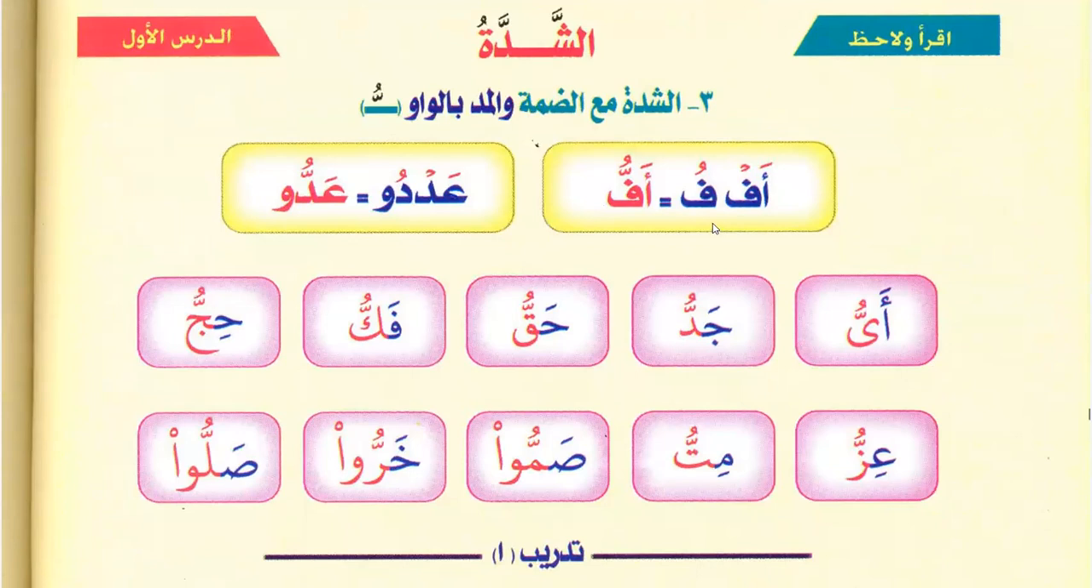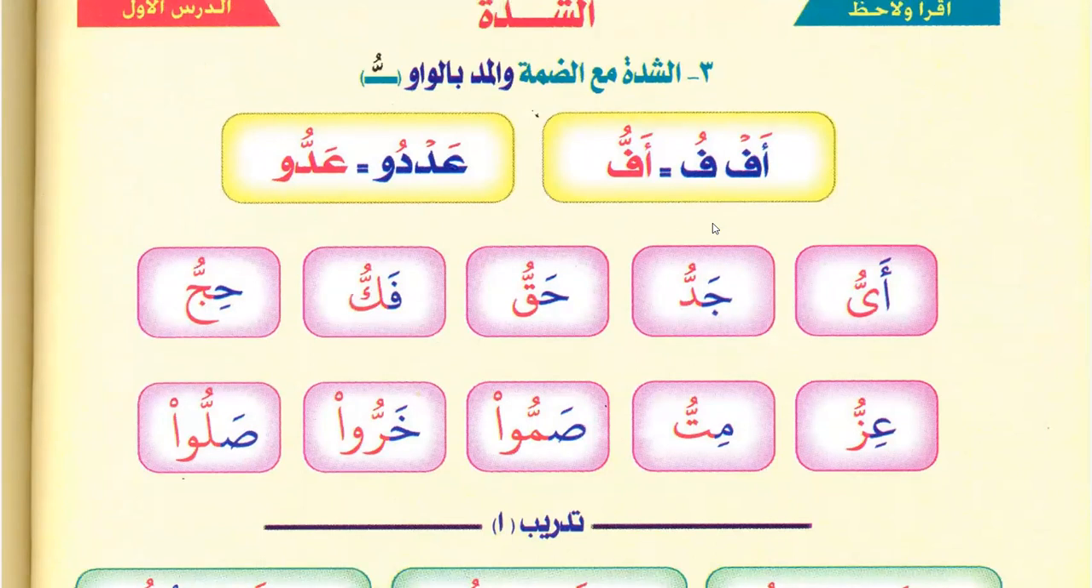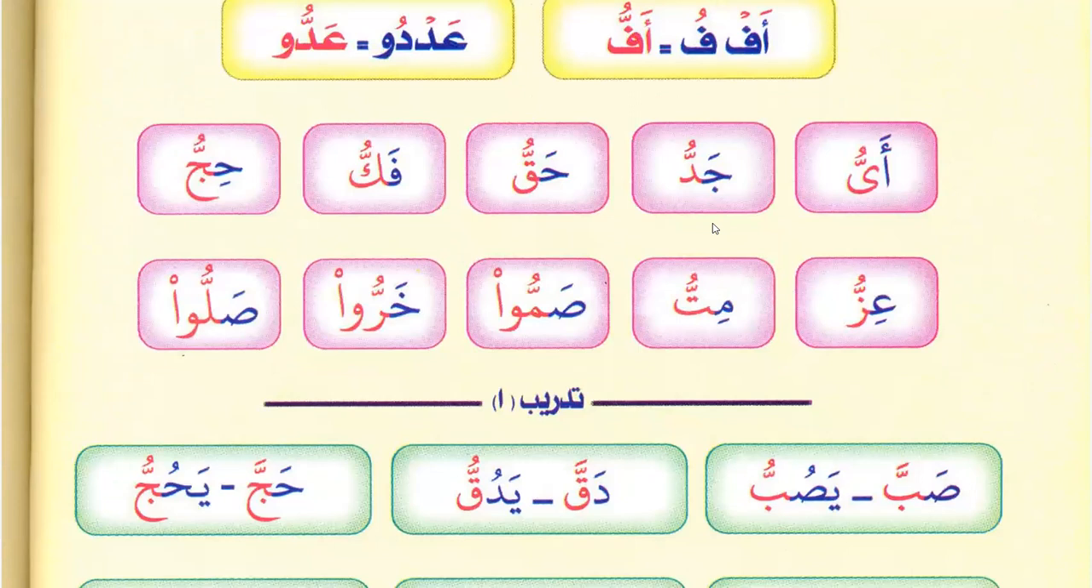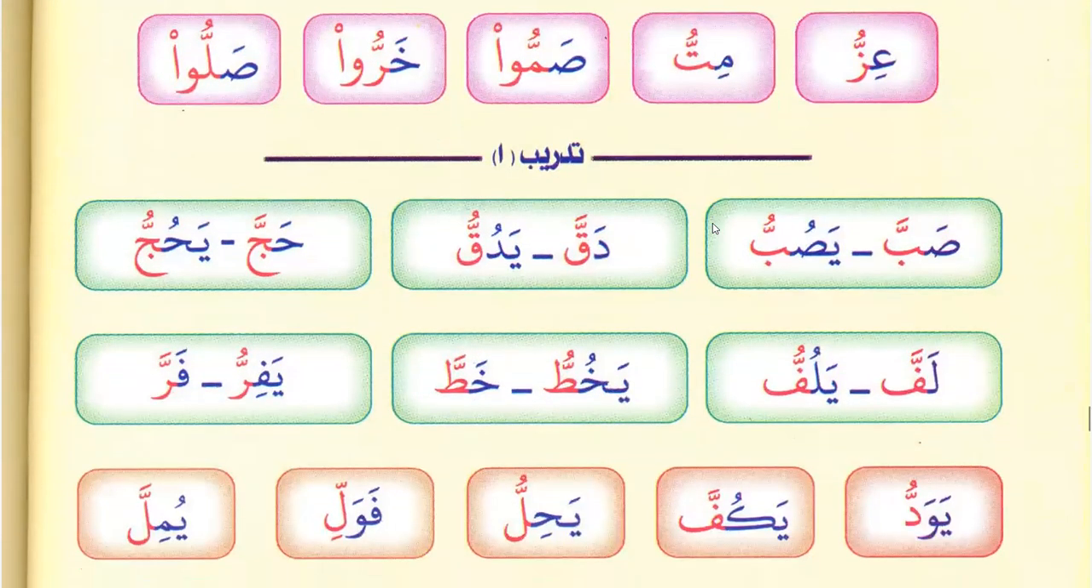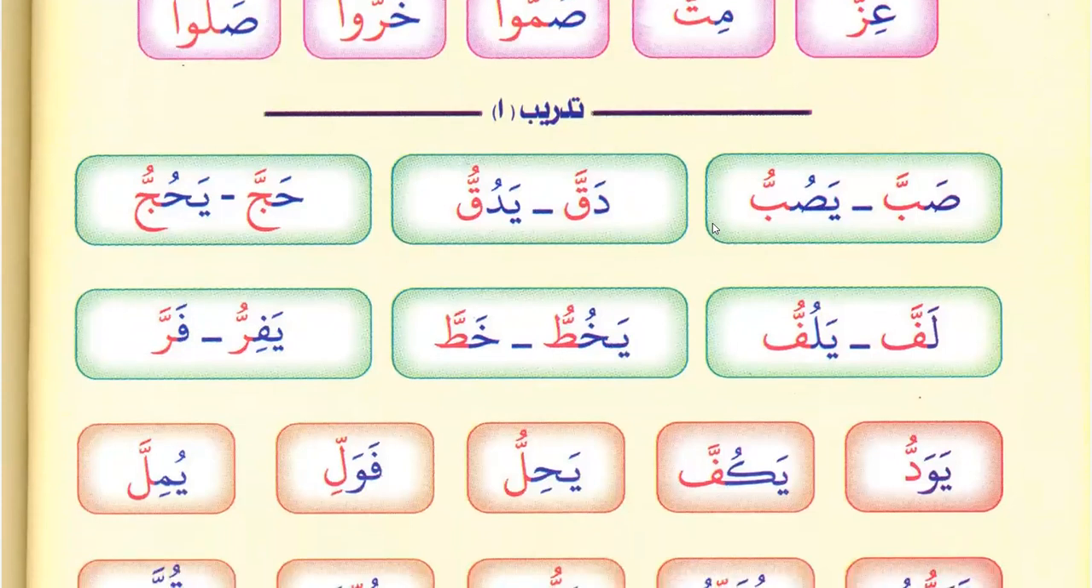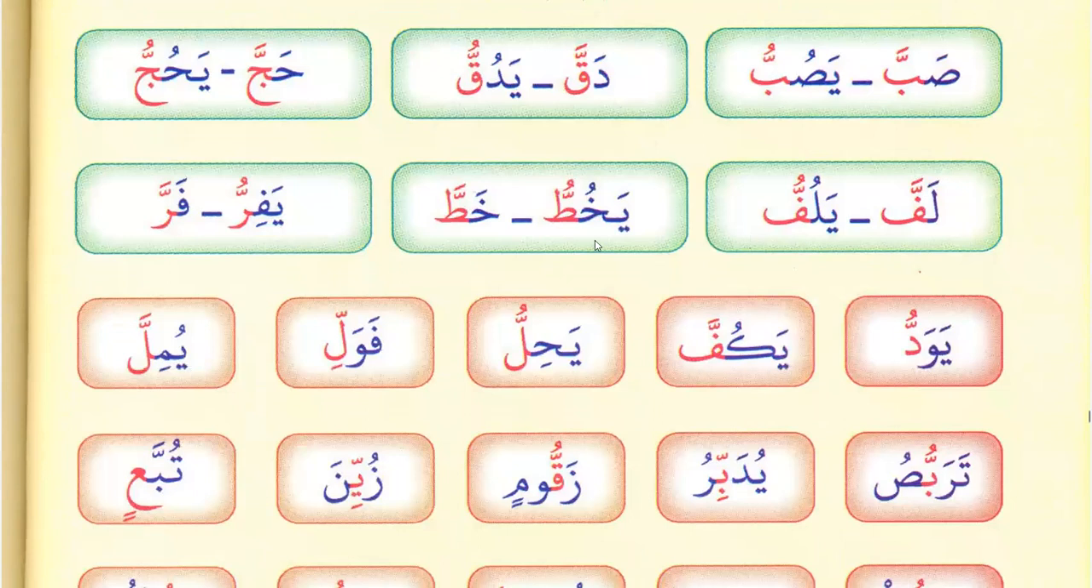Understand. Okay, Ryan, read this. Ya'fu, yajidu, yahiku, yazimmu, yasmu, yaqtulu, yasubbu, yahujju, yalufu, yakutu. It's singular and plural, right? No, it is not singular and plural, it is something else. We will read it later.